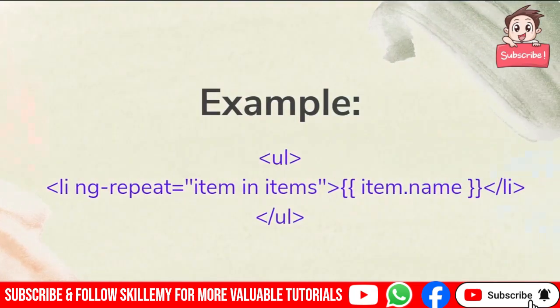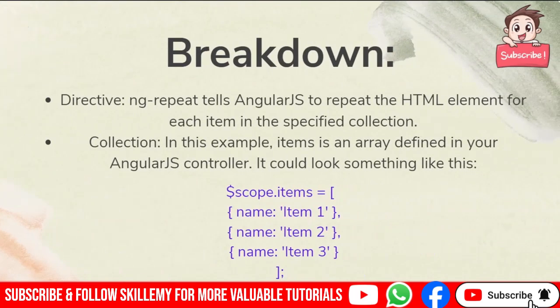Example: a UL, or let's say an unordered list, with the li or list tag, and then inside of this list tag you are going to put in the ng-repeat, and then you have to define the iteration or whatever keyword you prefer. And inside the expression of that list, you just have to define the expression of what you've defined in the ng-repeat. And then you are going to close off the list tag. So let's get more into the breakdown.